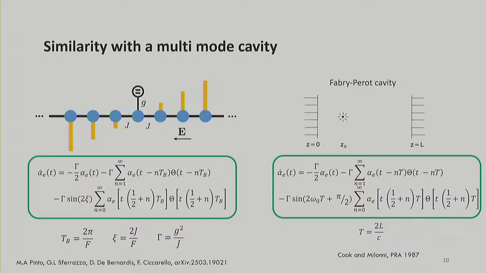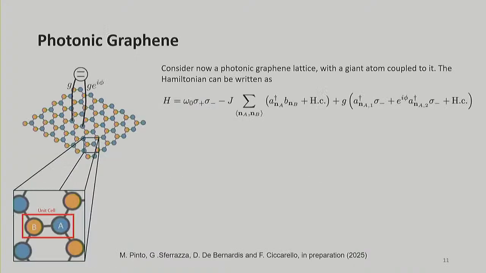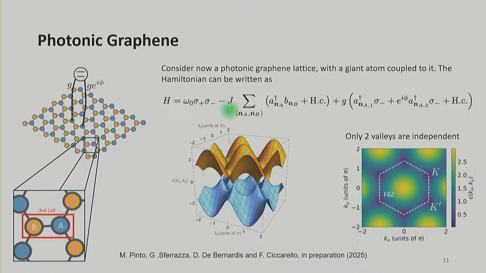Okay, so let's change the topic a little bit and talk very quickly about what we did in the 2D case. For the 2D case, we now consider a giant atom. It couples to two different places of the lattice. And now we're considering photonic graphene. Graphene has two types of sites in the unit cell, and it features two bands. You can see that these bands touch at some specific points, and these points are inside a region in k-space called valleys.